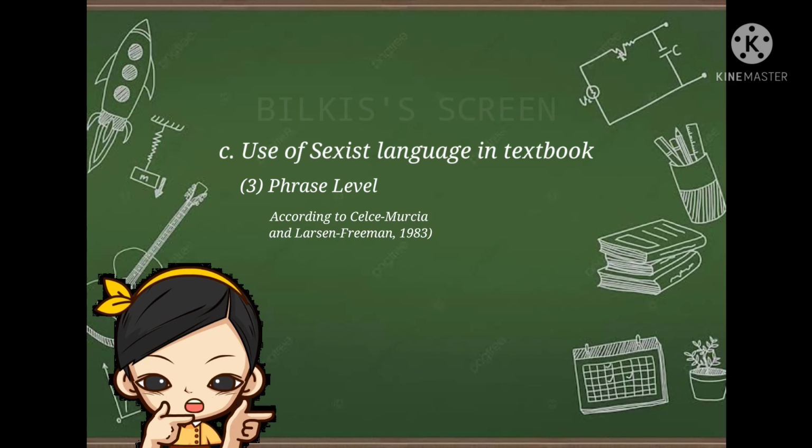According to Celce-Murcia and Larsen-Freeman, 1983, noun phrases can consist of a headword, pre-modification, and post-modification. For example, in the words man entrance and man's friend.